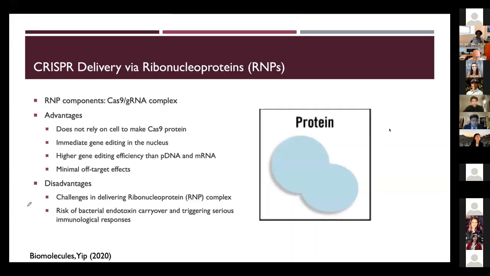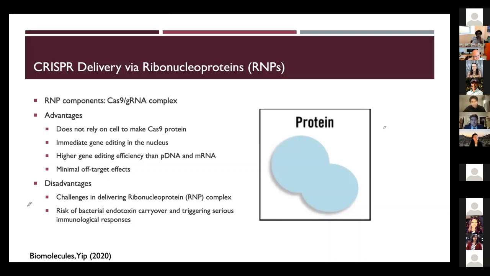For CRISPR delivery via ribonucleoproteins, or RNPs, the only component is the Cas9-guide RNA complex. The advantage is that it does not rely on the cell to make the Cas9 protein, and that it has immediate gene editing in the nucleus because the complex is already in the form needed for genome editing activity. It also has higher gene editing efficiency compared to plasmid DNA and mRNA, and has minimal off-target cleavage events.